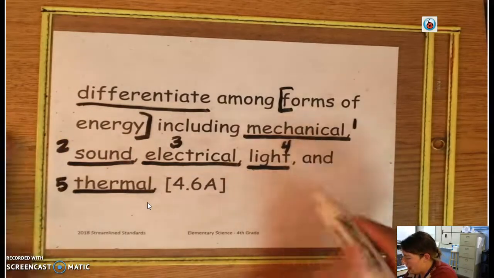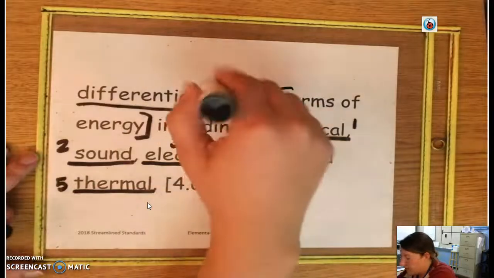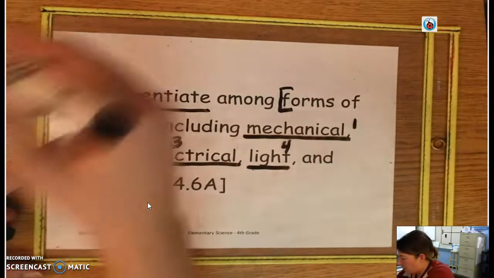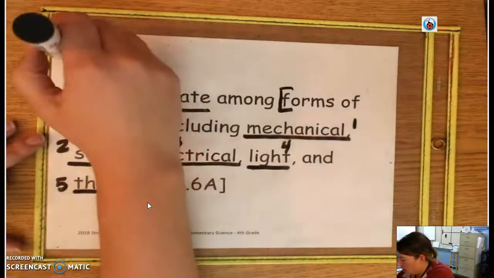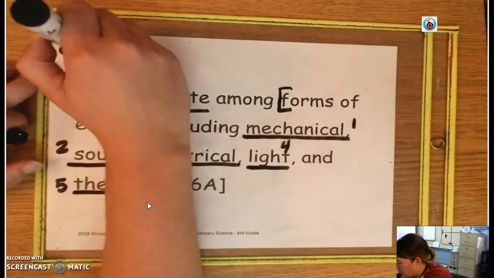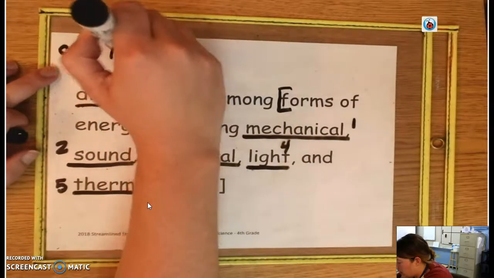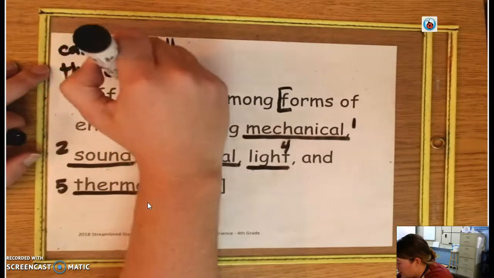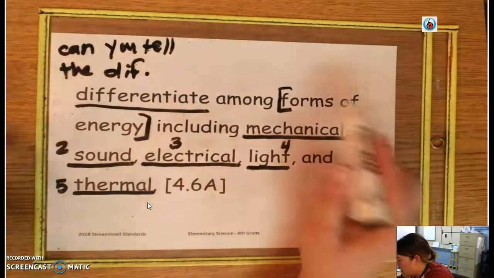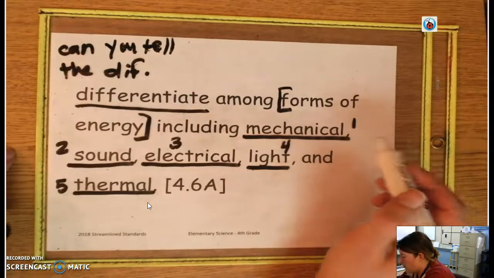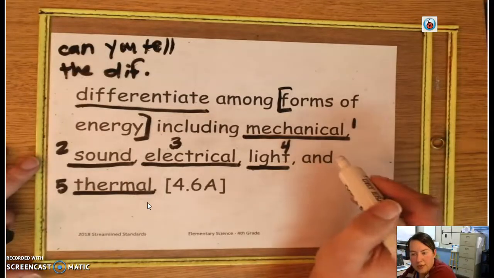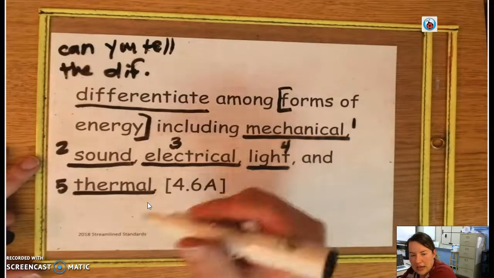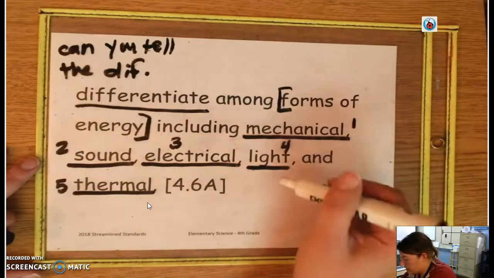Now, what are we going to do with these forms of energy? It says we're going to differentiate. That's a really technical term for we're going to tell the difference between. So, can you tell the difference between those different types of energy? Can you tell the difference between these forms of energy? We're going to do a foldable here in a minute about these 5 different types of energy, and we'll be writing down some notes about each of those.